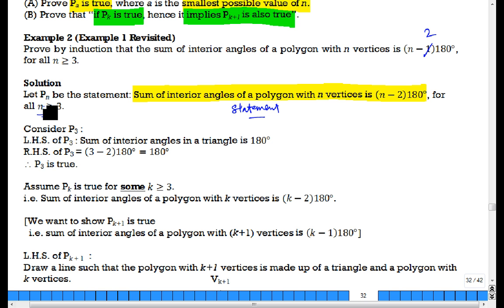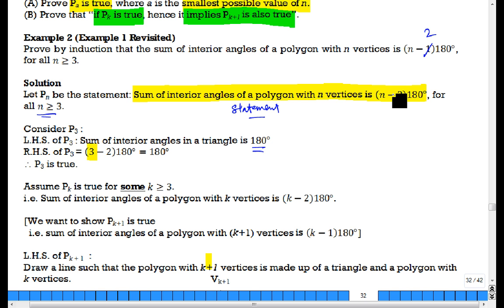Correct? Triangle. So we say, okay, left hand side of P3, that means the sum of interior angles in a triangle, it is a well-known fact. It is 180. We accept that to be true. If we use the formula, we sub n equals 3 into the right hand side, then the formula works. We have shown that the formula works for n equals 3. So far so good. We have shown that the formula works for a triangle. Not good enough, right?